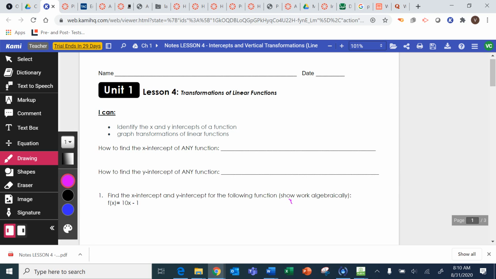And my stylus is not working at the moment. Okay, we're going to plug in 0 for y. We did this last time. It worked for a second. How to find the x-intercept. Oh, it's my finger that's working.